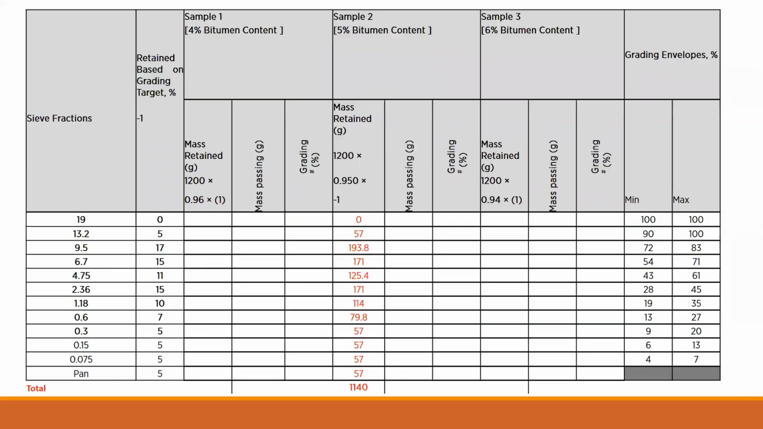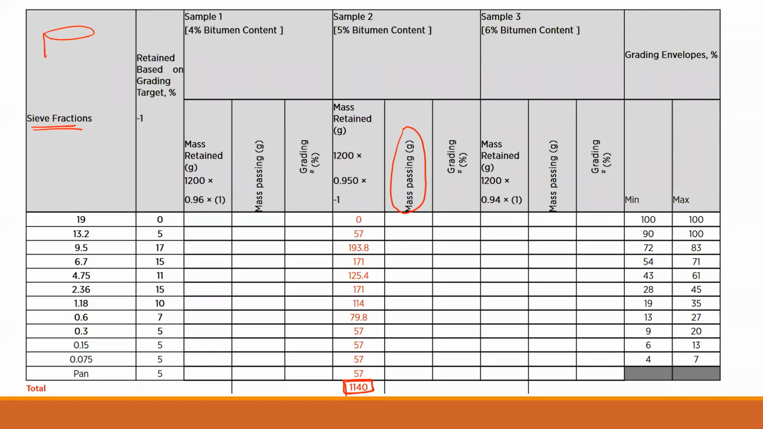I did my calculations and this is what I got. And when I add all the numbers, I got 1,140. That means my calculations are right. In the next column, I have mass passing. This is the amount retained in each sieve. So when you take this 1,140 grams of aggregates, the mix of the aggregates, and do the sieve analysis, this is the sieve fraction.